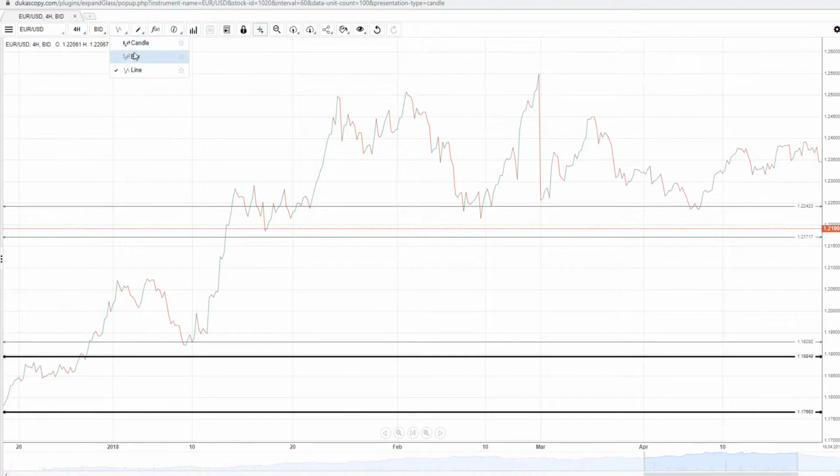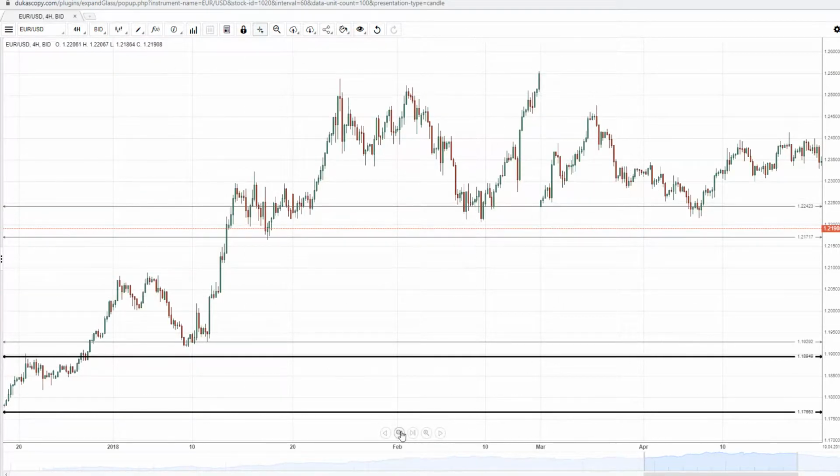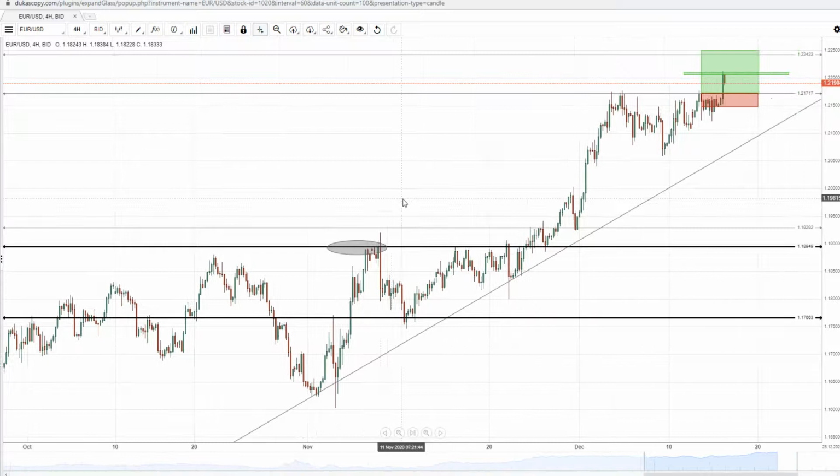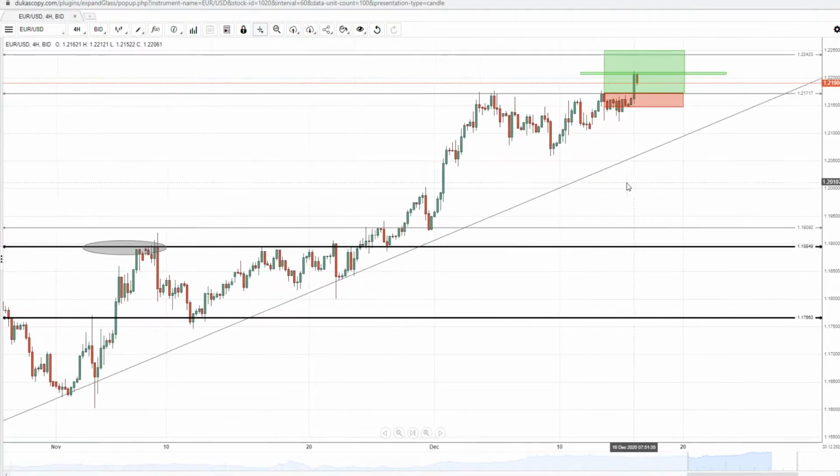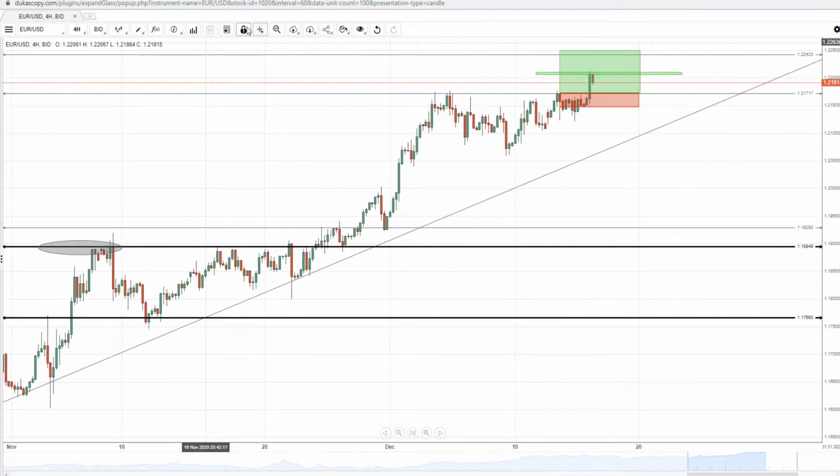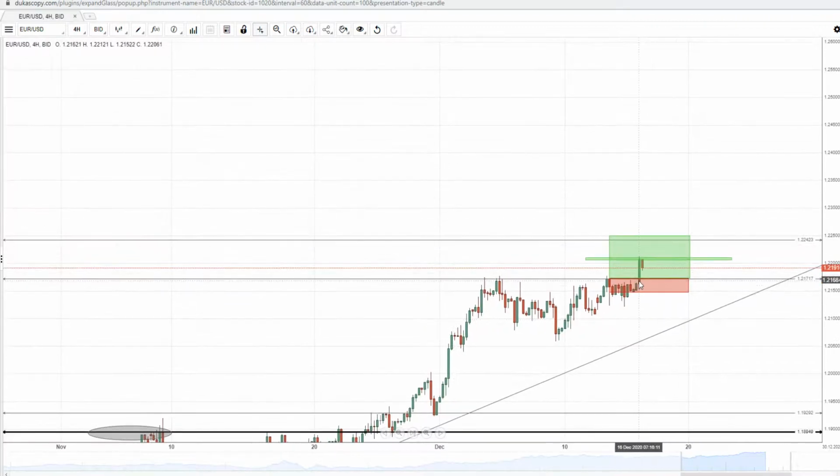Candlestick formation. So this is what I will be looking at. Once this candle comes back to this level, I might want to take a buy to target 1.2200 and the second 1.2243. That will be the target.